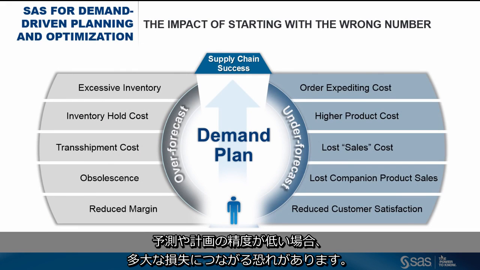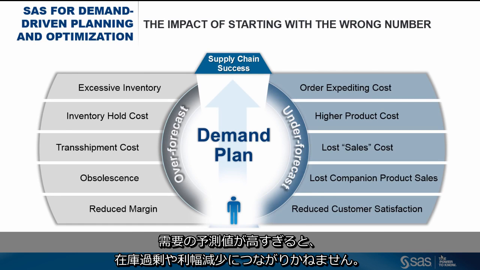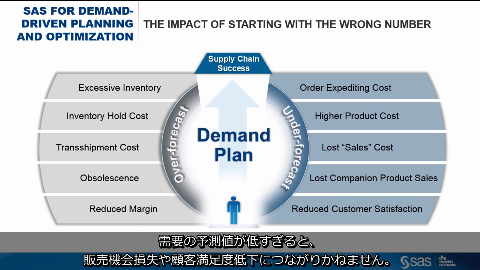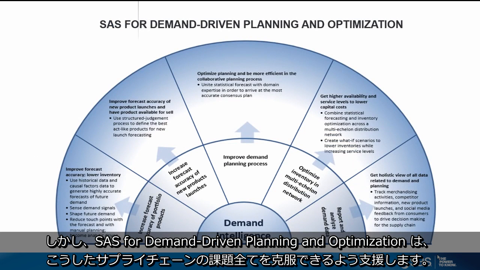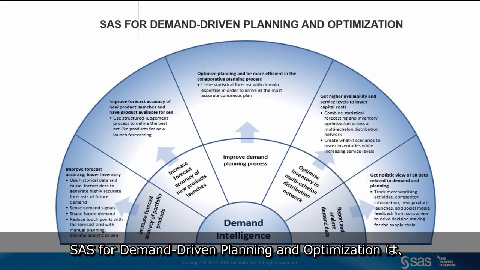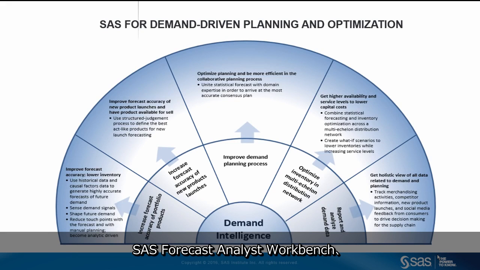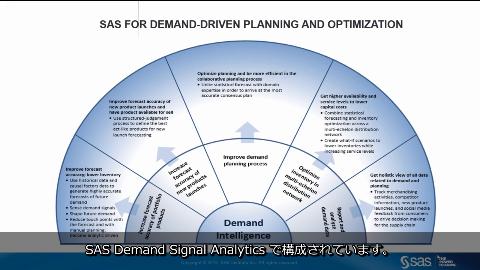The cost of poor forecasting and planning can be quite high. Over-forecasting a product can lead to excess inventory and margin erosion. Under-forecasting can result in lost sales and customer dissatisfaction. However, SAS for demand-driven planning and optimization helps you overcome all these challenges in supply chain planning. The suite consists of SAS Forecast Analyst Workbench, SAS Inventory Optimization Workbench, SAS Collaboration Planning Workbench, and SAS Demand Signal Analytics.